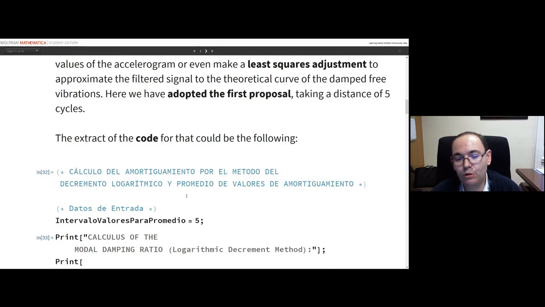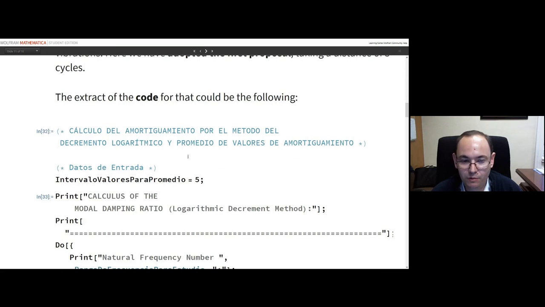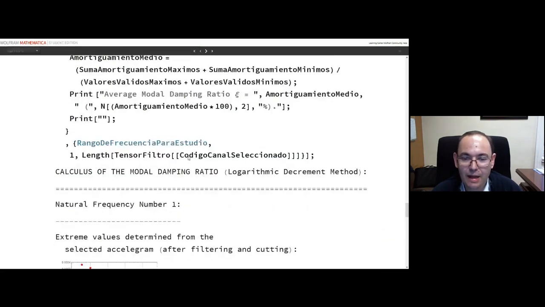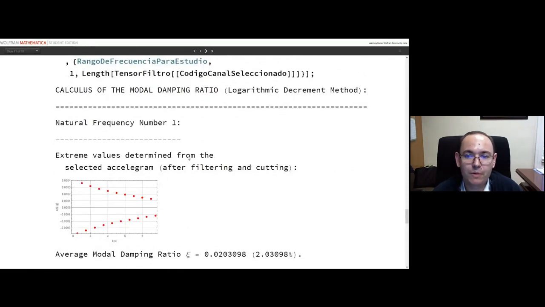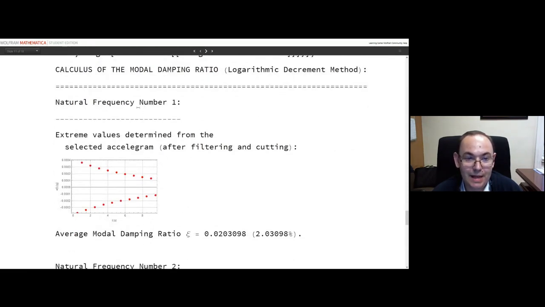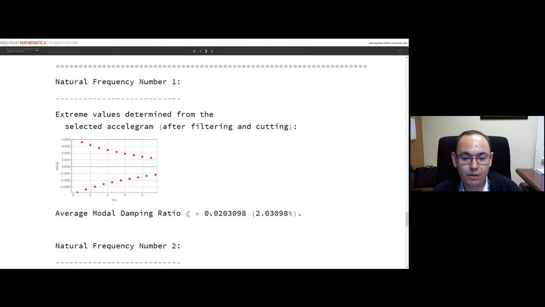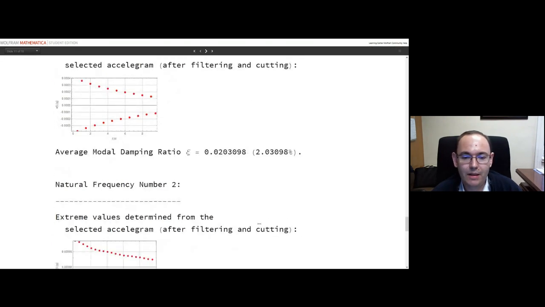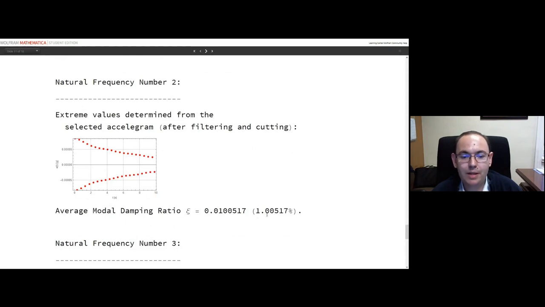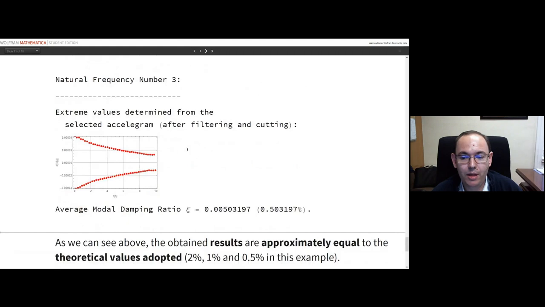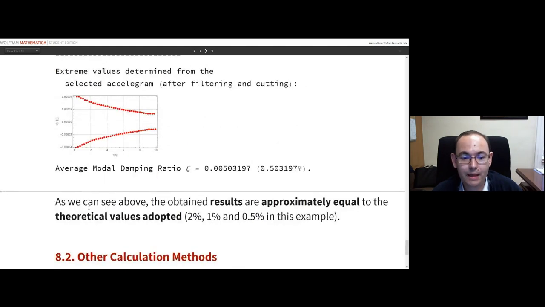And I say that I want the extremes to be separated 5 cycles, which is these parameters. So if I execute this, and again I execute this, what I have for each natural frequency, for instance, in this case natural frequency number 1, the extreme values, which is here, and the average modal damping ratio, 2%. In the case of natural frequency number 2, 1%. And in the case of natural frequency number 3, 0.5%. Obviously, the obtained results are very approximate to the theoretical values, 2, 1, and 0.5% in the example.